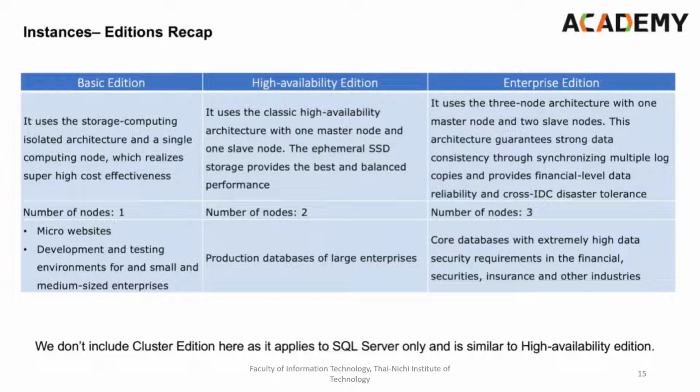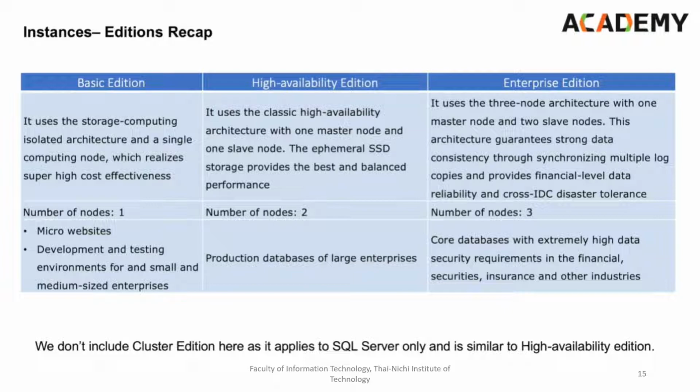So here we are concerned about the duplication of data to avoid data loss. It uses a high availability architecture with one master node and another slave node. We have an ephemeral solid state disk storage, which provides the best and balanced performance. And when it comes to enterprise edition, we have 3 nodes.